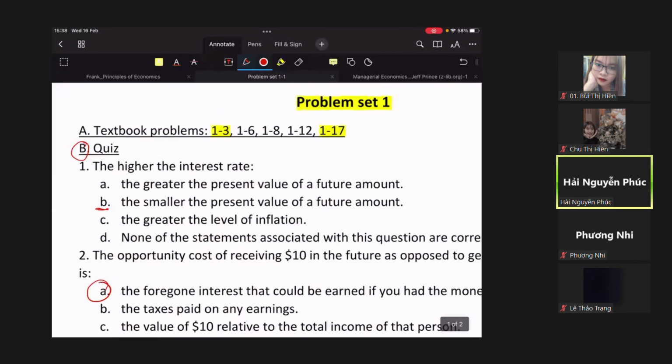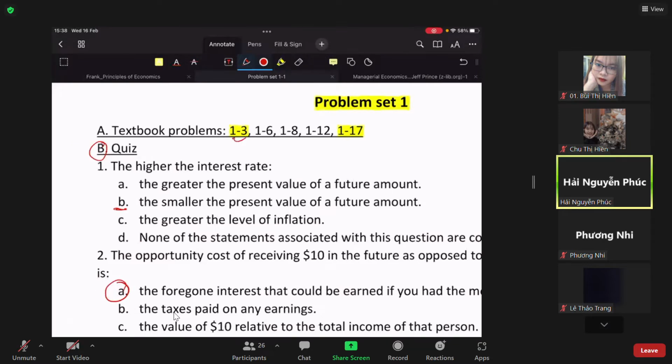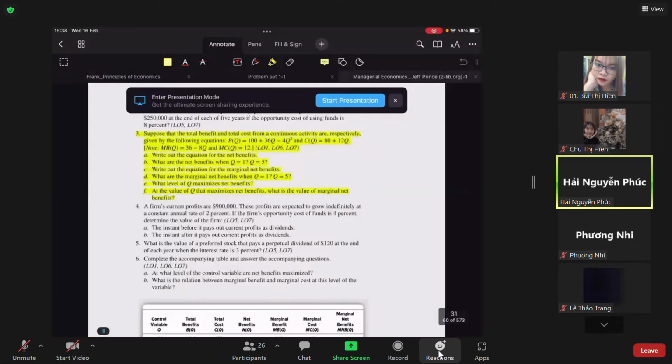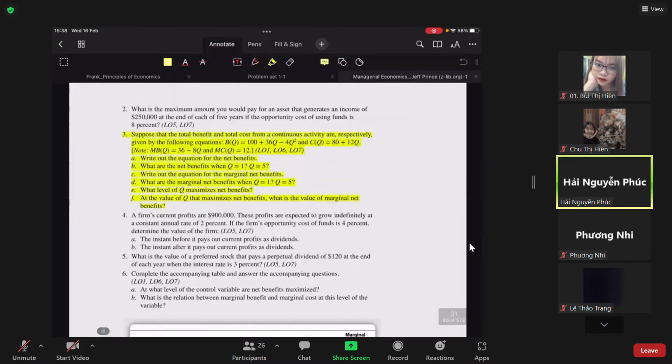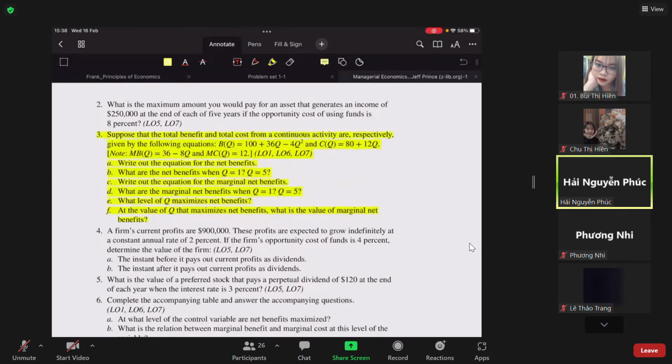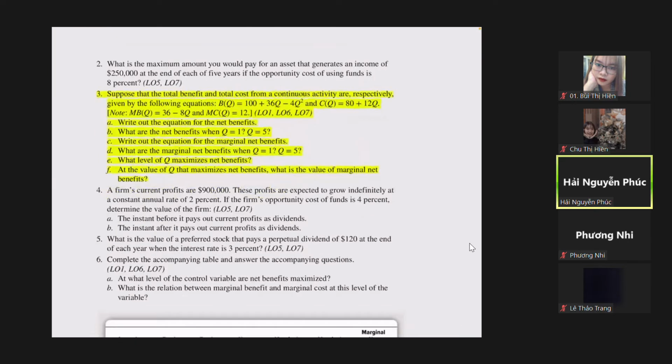So that's good. Now let's go through the textbook problems. We have numbers 3, 6, 8, 12, and 17. Right? Let me open it. Here it is. Here's the textbook. All right. And here's the question, number 3. Sorry.